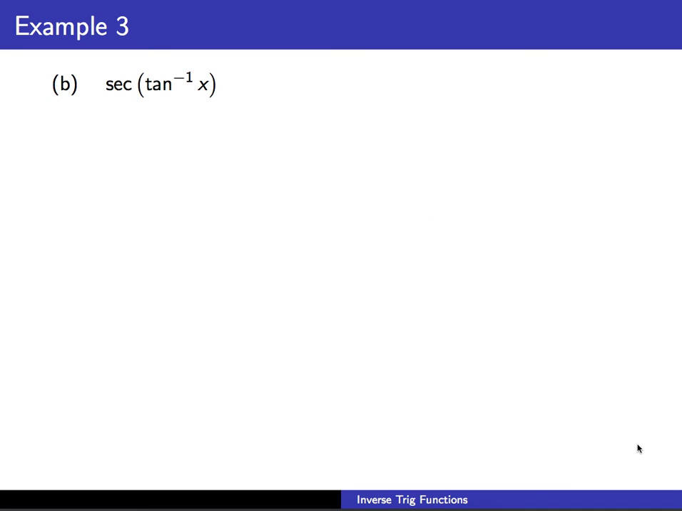All right, part B, we have the secant of the inverse tangent of x, or the secant of the inverse tangent of x over 1. So we can set up a fraction. Tangent is opposite over adjacent, so opposite x, adjacent 1. Again, we can put a 1 in the denominator. We're looking for the secant of the angle in this picture. Secant is hypotenuse over adjacent, which means we need to use the Pythagorean theorem to get this hypotenuse.